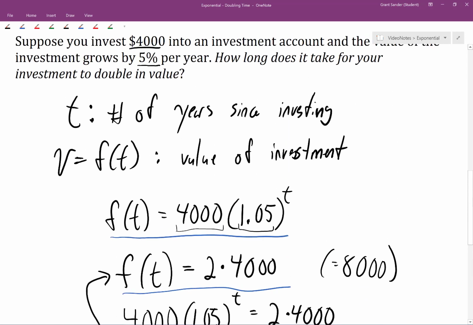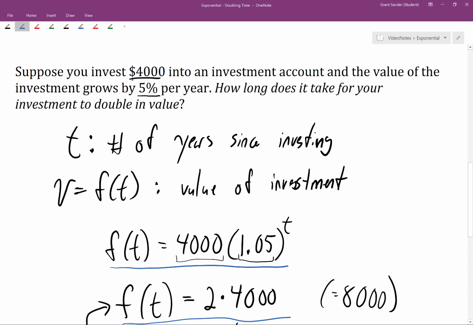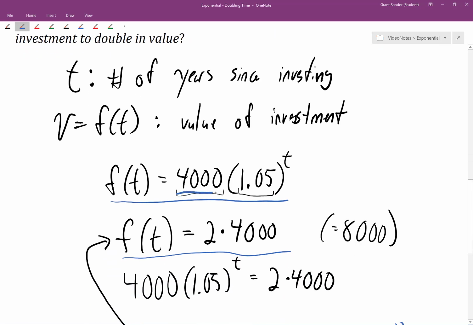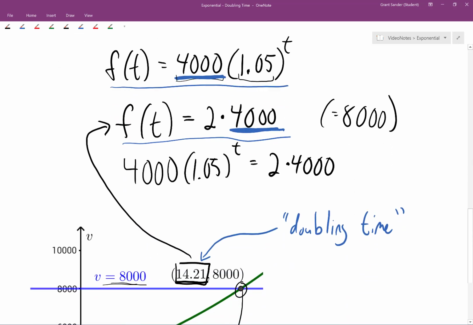Now, an interesting artifact of exponential growth, if we instead invested some other amount of money, so changing this 4,000 to any other amount, that would result in changing our function definition a little bit, as well as the output value we're looking for. So if we change that 4,000 to any other positive number, and we go through the same process, we're always going to find a doubling time of 14.21. So this 14.21 does not depend on the initial amount that we invest in. It only depends on the percent change or the 1-year growth factor. So it doesn't matter how much we invest, it'll always take 14.21 years for this investment value to double if it's increasing at 5% per year.